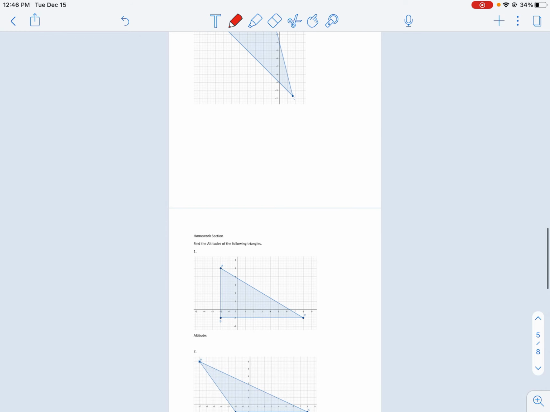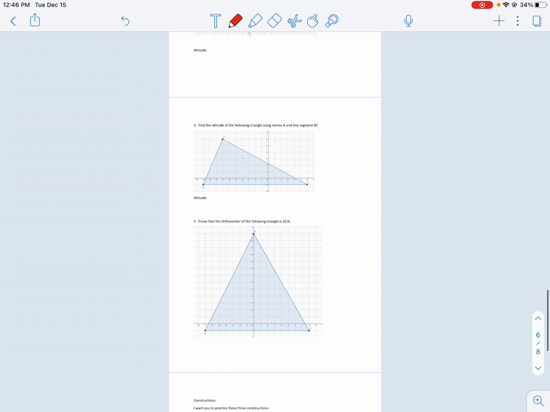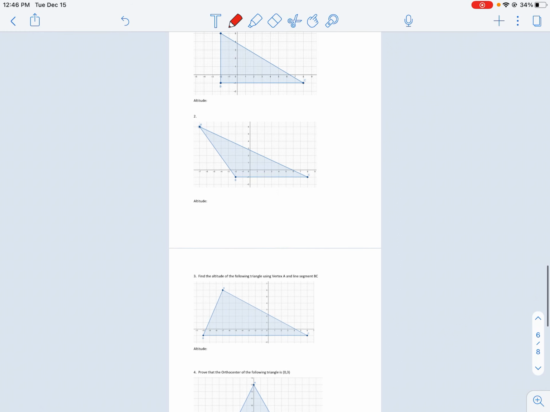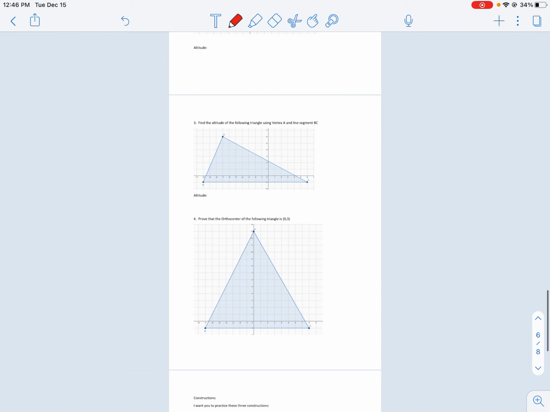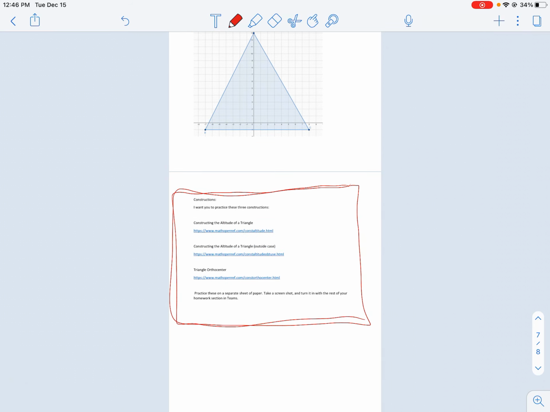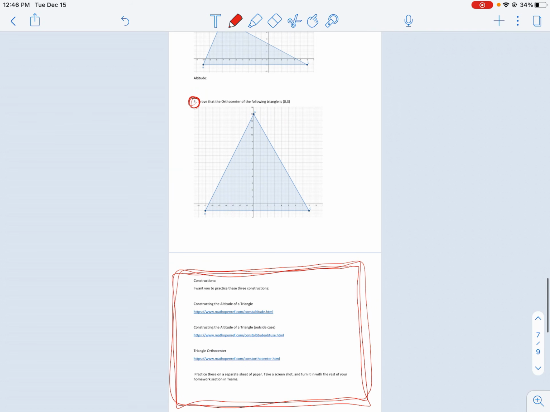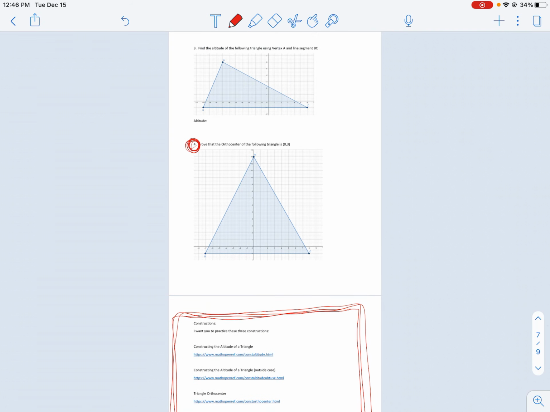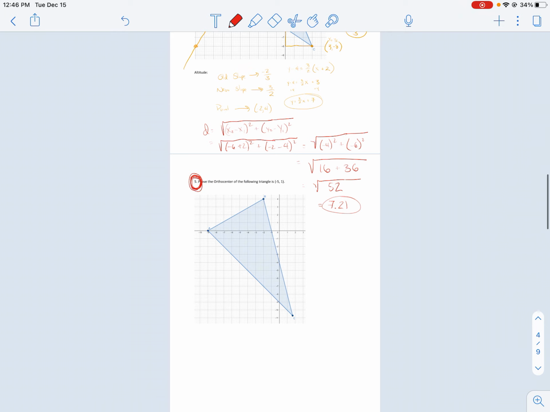Anyway, hopefully this helps you guys with the altitudes. For homework, I want you to find those 3 altitudes. We will do this one in class as well. So skip number 4, and then practice these 3 constructions. That's going to be your homework, and this is what we'll practice in class on Thursday and Friday. So leave these ones. We'll do number 4 in class, number 5 in class. Just find the altitudes and then practice your constructions. Good luck, you guys.